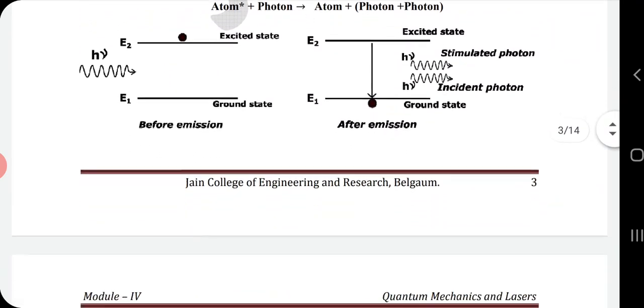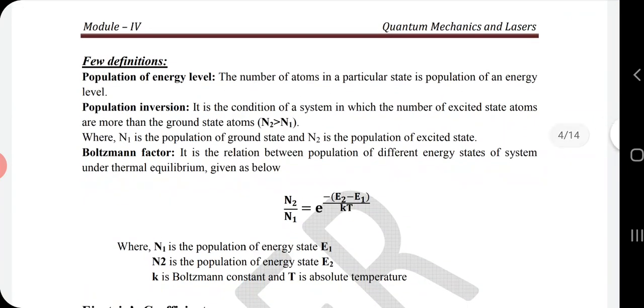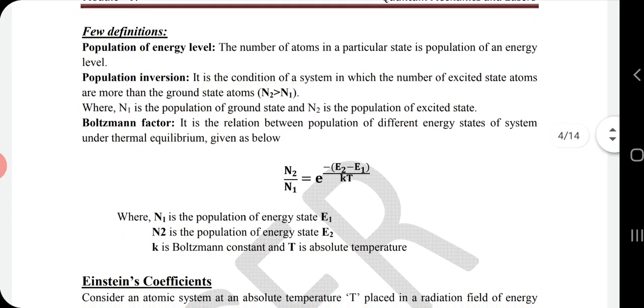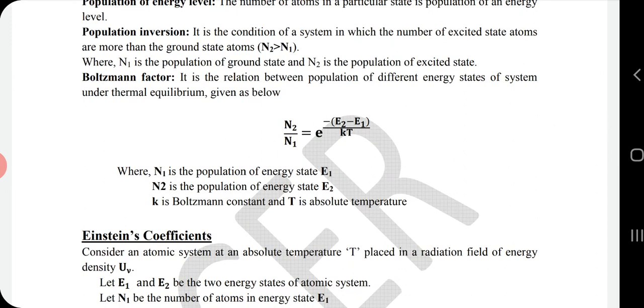So this is the stimulated emission which we have seen, and we have seen a few definitions. The population of an energy level means the number of atoms in that particular state. Now, population inversion: if the higher energy level's population is more than the lower energy level's population, it is called population inversion. And we have the Boltzmann factor, which we used in the derivation.